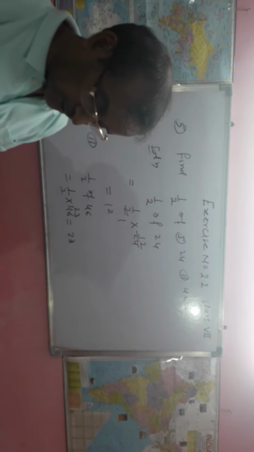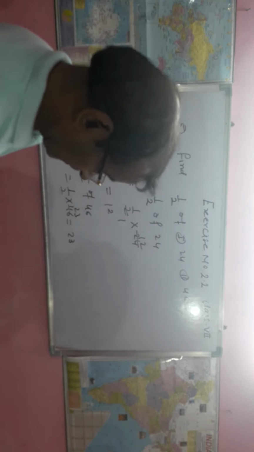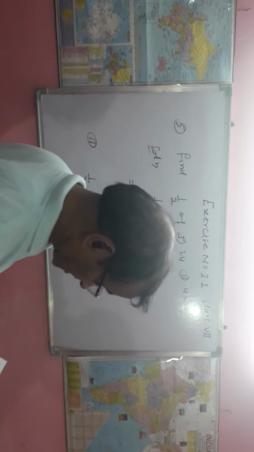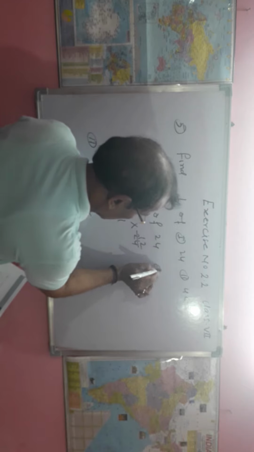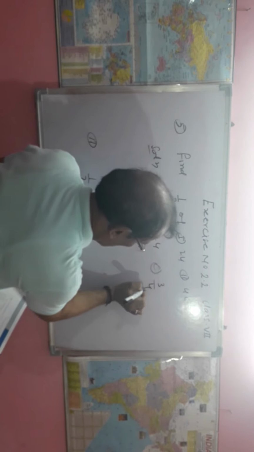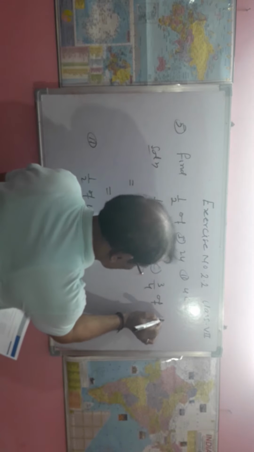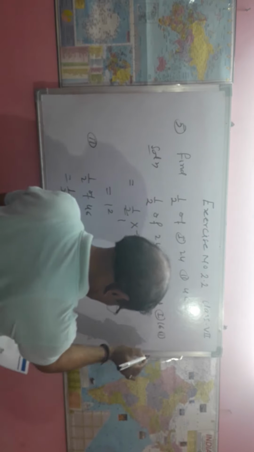Now the C part of this question, fifth question, C part. 3 upon 4 of 16 and 36. C part of this question. 3 upon 4 of: the first part is 16, the second part is 36.